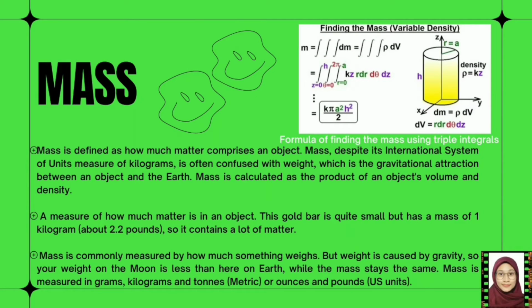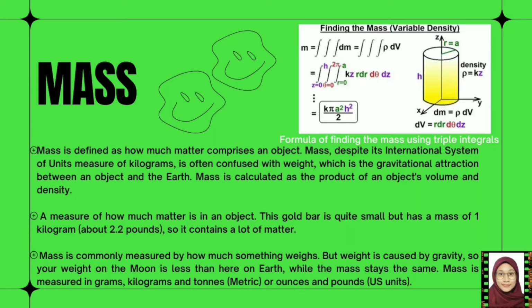And next is mass. Mass is defined as how much matter comprises an object. Mass, despite its international system unit of measure being kilograms, is often confused with weight, which is the gravitational attraction between an object and the Earth. Mass is calculated as the product of an object's volume and density. It is a measure of how much matter is in an object.